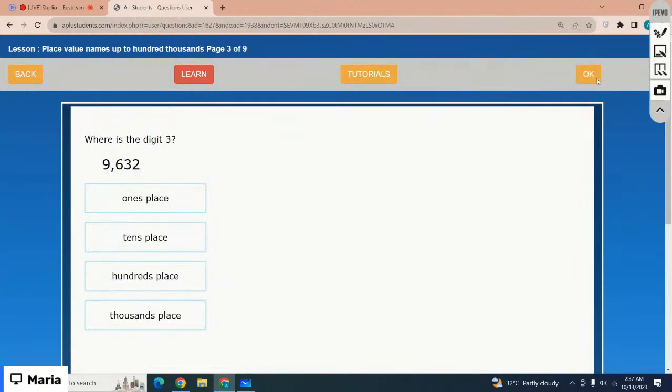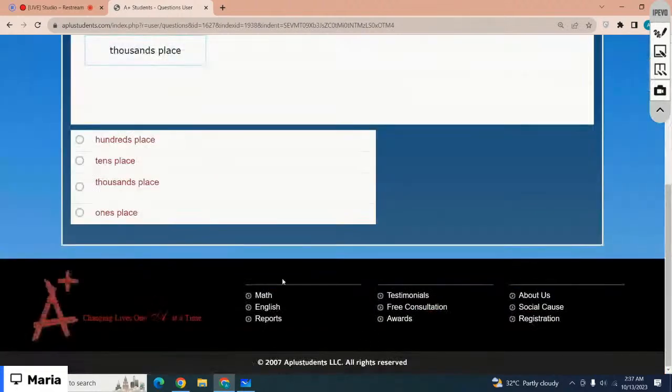Where is the digit 3? Which is the correct option? Very good. 3 is at the tens place. The correct option is tens, right?